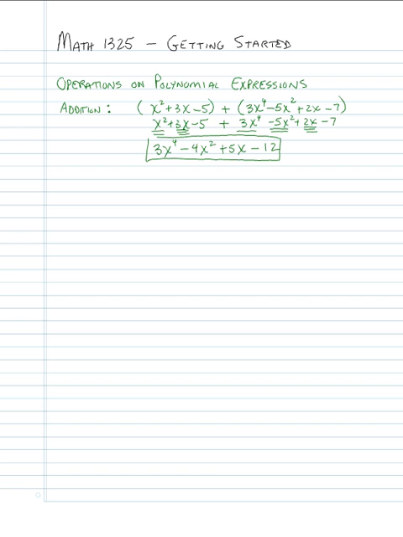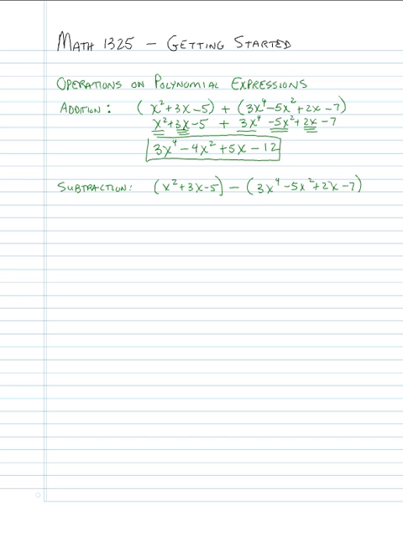Now, I know that's no big deal. But when it comes to subtraction, we may have to be a little bit careful, and I just want to remind you of that. So we could take the same two polynomials, but instead subtract. So we would have x squared plus 3x minus 5, and we're going to subtract the polynomial 3x to the fourth minus 5x squared plus 2x minus 7. And of course, as we do that subtraction, what we have to recall is that we're actually subtracting every term in that polynomial.